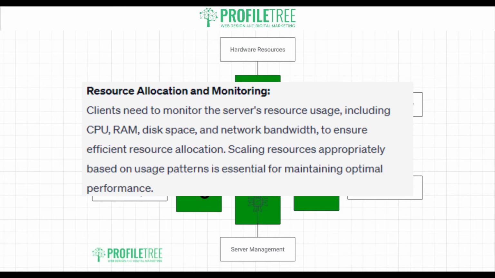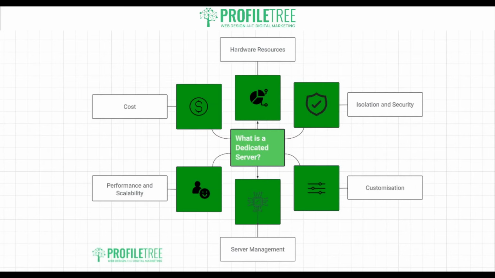Then, of course, you have resource allocation monitoring. Clients would need to monitor the server's resource usage, and that includes CPU, RAM, disk space, and network bandwidth, to ensure efficient resource allocation. And scaling resources appropriately based on usage patterns is essential for maintaining optimal performance.